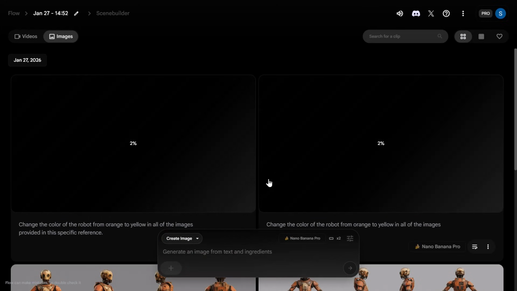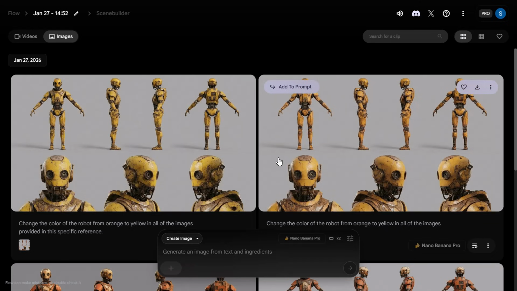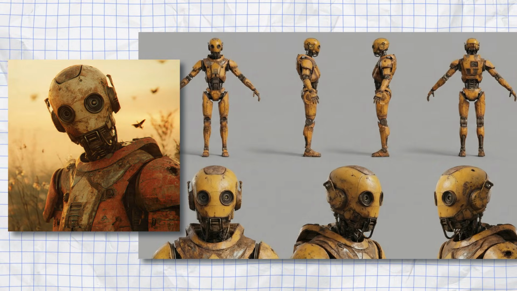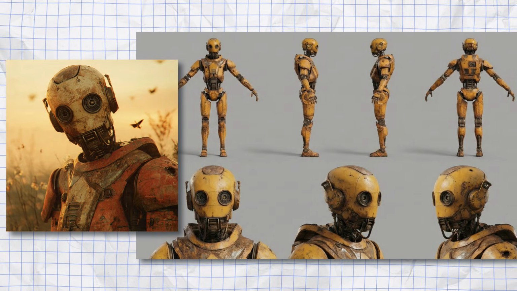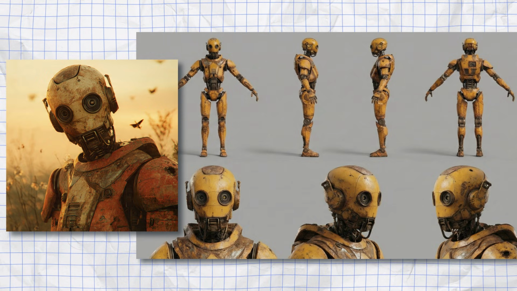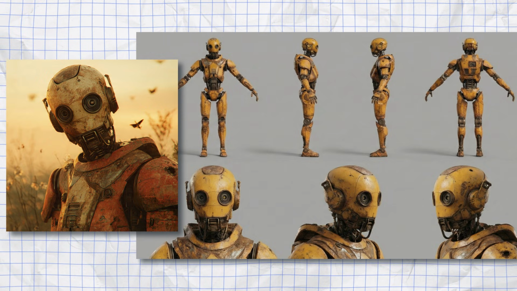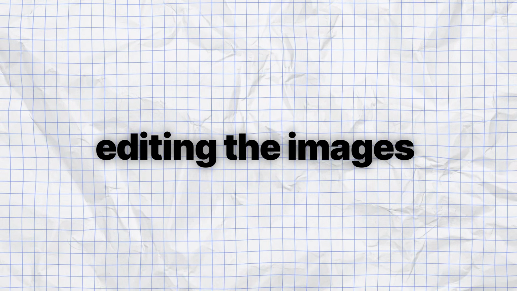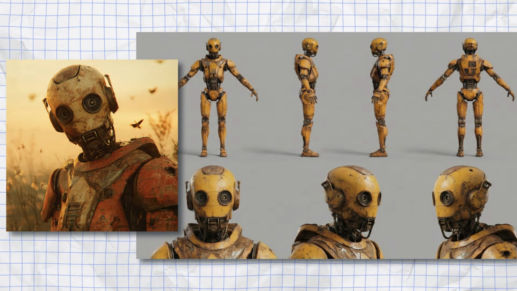Now, as you can see, these are the 2 images that Nano Banana Pro created from my prompt to change the color of the robot to yellow. And as you can see, it was able to do it really, really well. The main thing that I like here is that it kept the texture of the robot consistent throughout all the reference images. It did not make it a plain yellow. It kept the realism and the detail of the robot that we want. So that is another good thing about Nano Banana Pro. It is just really good at editing the images while keeping the details of the character the same.